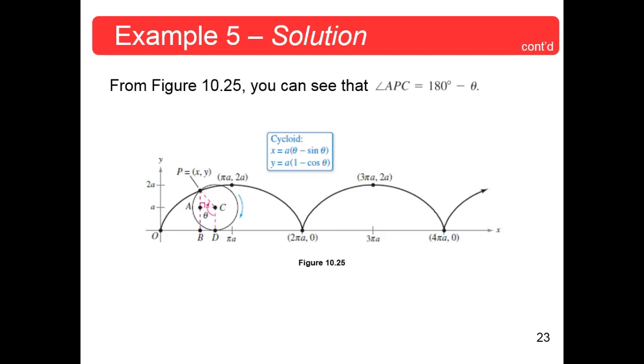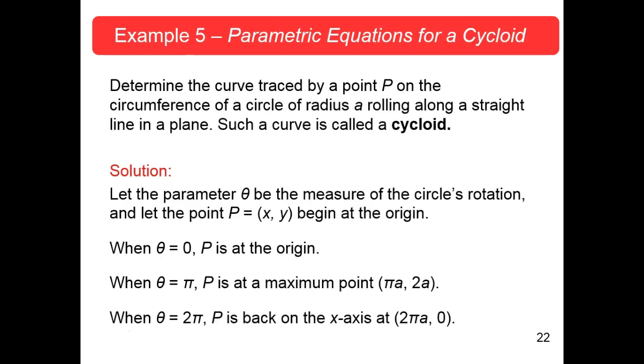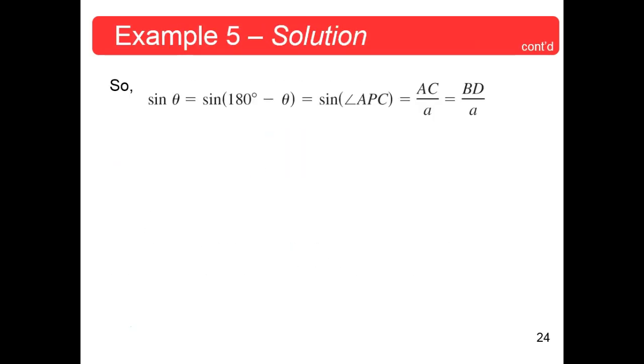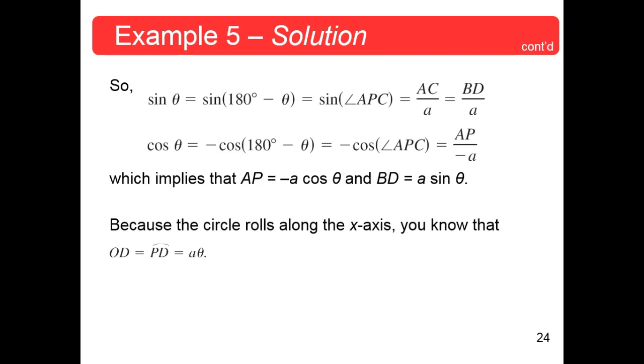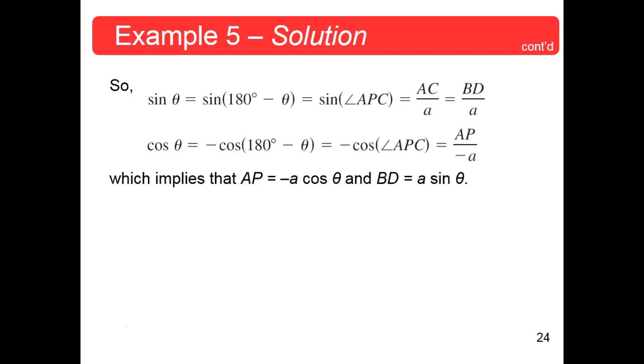This is your arc length. Okay? But we've already determined that OD is equal to that PD, that arc length, which is A theta, because the circle rolls along the x-axis. So let's go back.